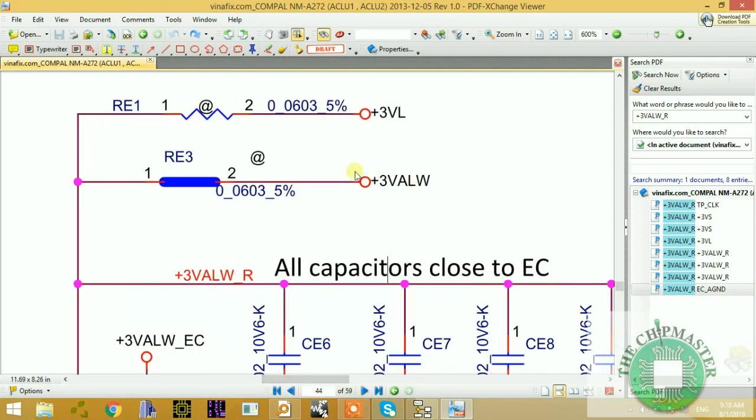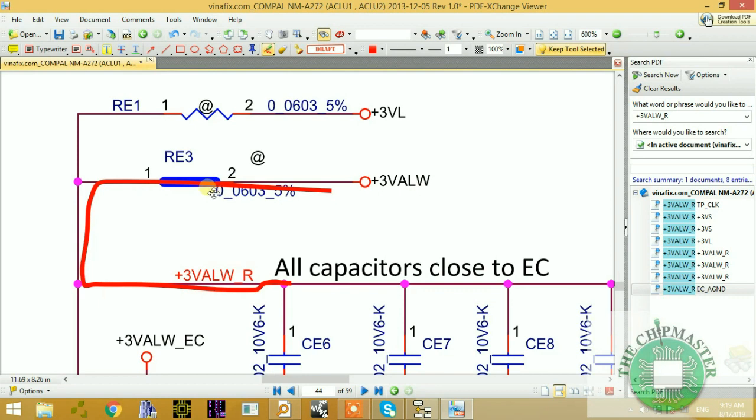After coming through this short pad, it will be renamed to become plus 3 volt always underscore R, right? As you can see, the @ sign means there's nothing installed. That @ sign in the Compal base schematic indicates that the component is not there, just the pad, but underneath it there's a trace. So this 3 volt will flow under and be renamed to plus 3 volt always underscore R. So this is the signal we're going to copy.